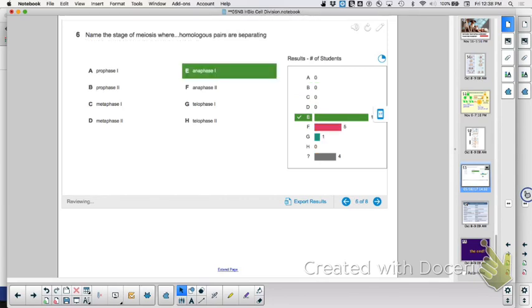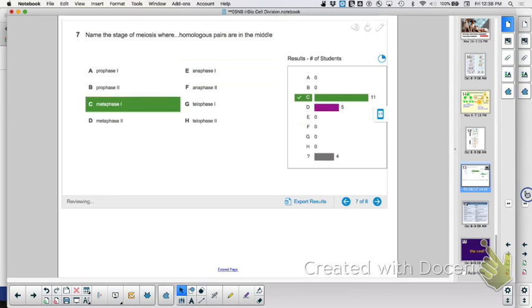Number 6. Homologous pairs are separating. Whenever you separate, it's got to be an anaphase. Any kind of lining up in the middle, it's got to be a metaphase. Any nuclear envelope reforming, it's got to be a telophase. You just need to decide which one is it. So here they're saying something separating, and it's the homologous pair, so it's got to be anaphase 1. You're in 1 cell separating. Here you're in 2 cells separating, right? If you're at anaphase 2, you're in 2 cells. 1 cell, meiosis 1, yeah.